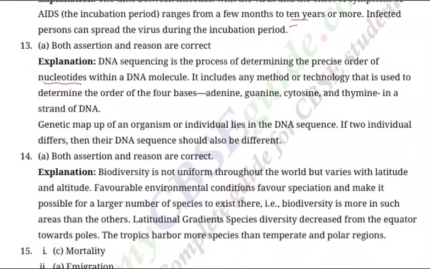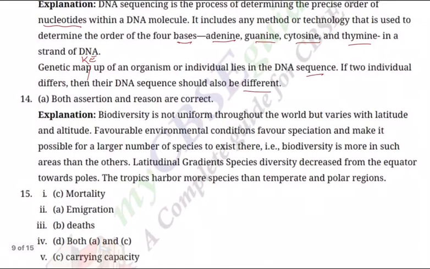Explanation. DNA sequencing is the process of determining the precise order of nucleotides within a DNA molecule. It includes any method or technology that is used to determine the order of 4 bases, that is adenine, guanine, cytosine and thymine in the strand of DNA. Genetic makeup, genotype, of an organism or individual lies in the DNA sequence. If two individuals differ, then their DNA sequence should also differ certainly.